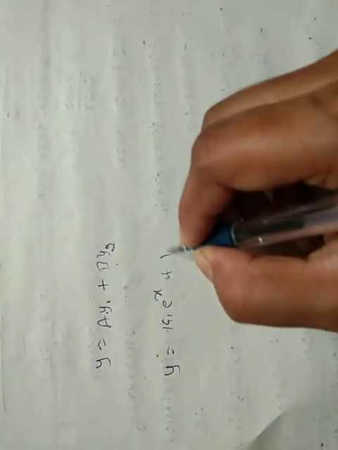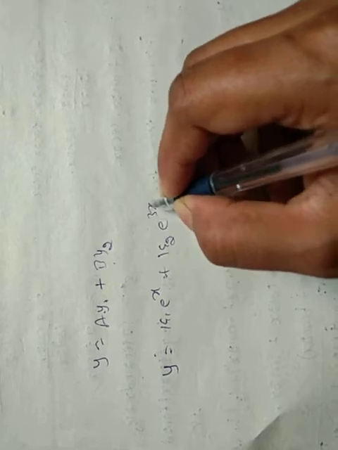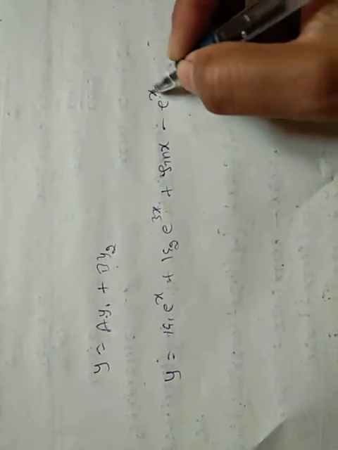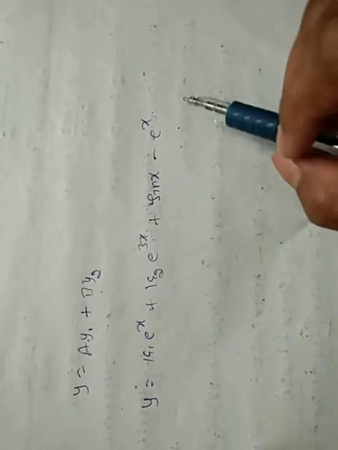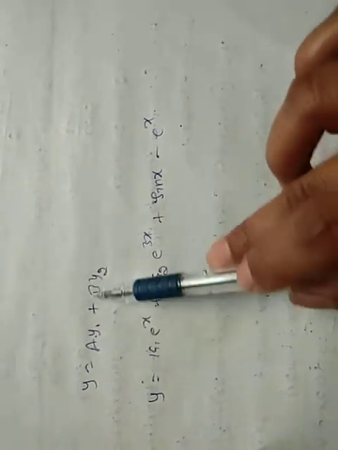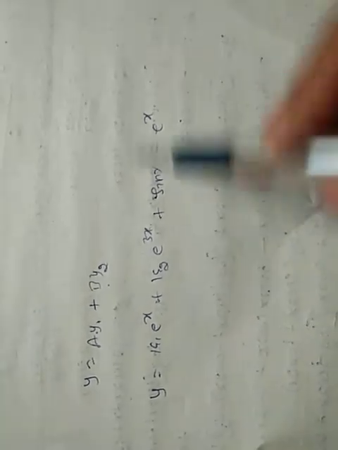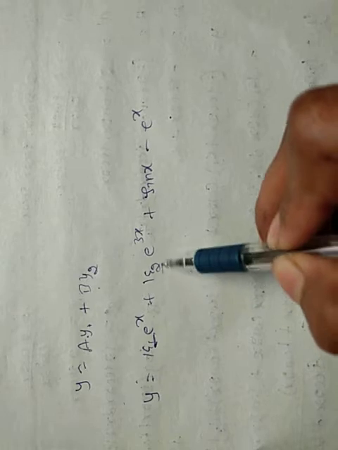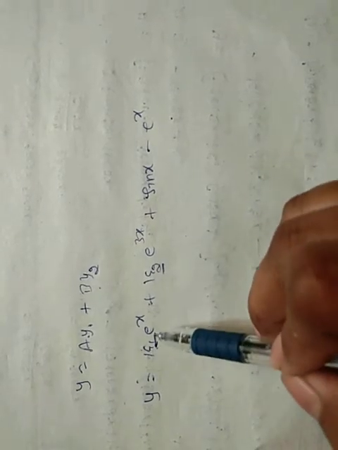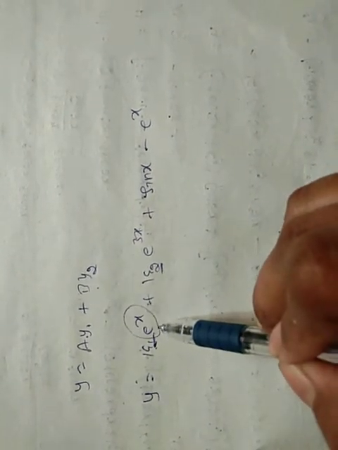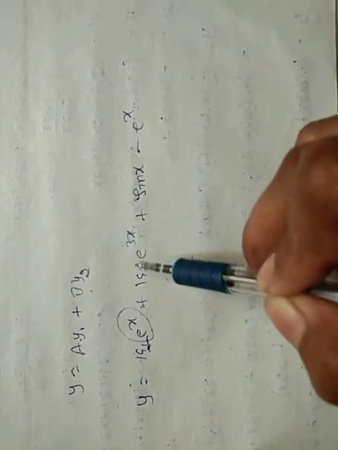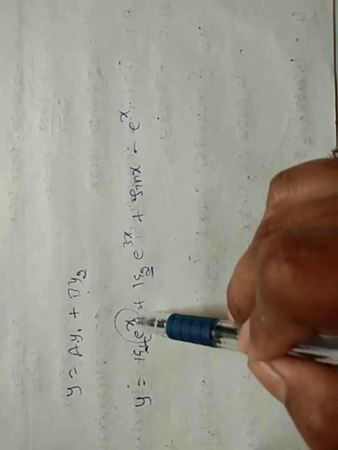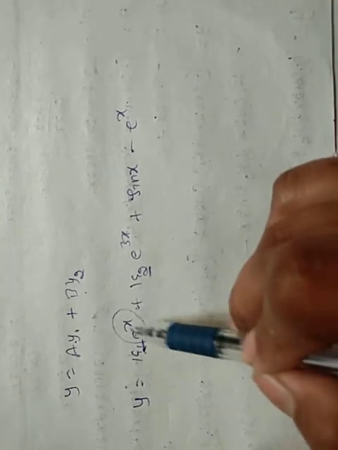k1 e raised to x plus k2 e raised to 3x plus sin x minus e raised to x. Suppose this will be your solution after opening the brackets and substituting A and B. You have to concentrate on the coefficients of k1 and k2. Here the coefficient of k1 is e raised to x. We have to see in the equation, is there any term having the same term e raised to x? Is any term present with the same value e raised to x?